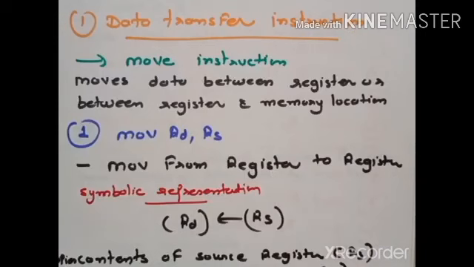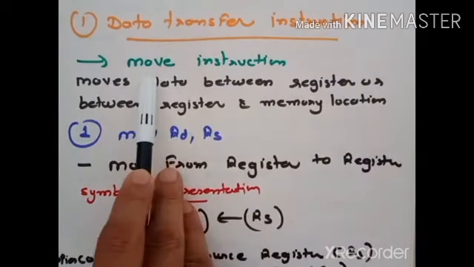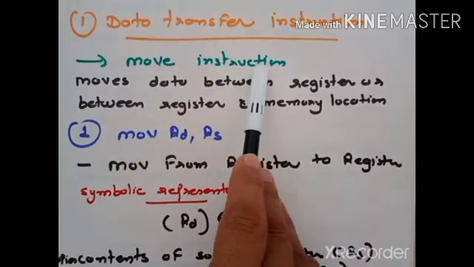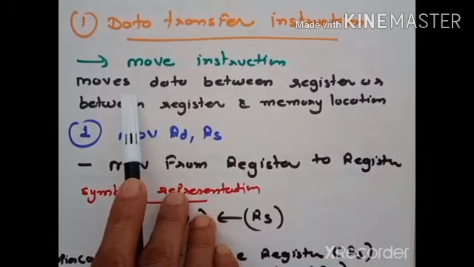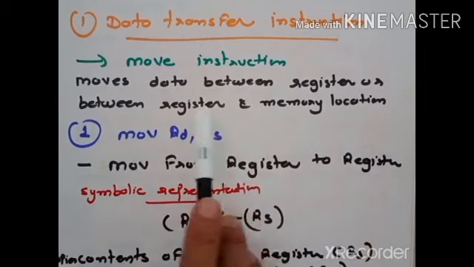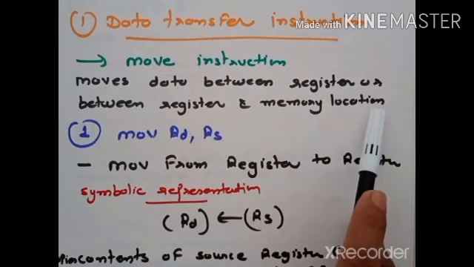Now we start the data transfer instructions. In data transfer instructions, the first instruction is the move instruction. This instruction moves data between registers or between register and memory location.